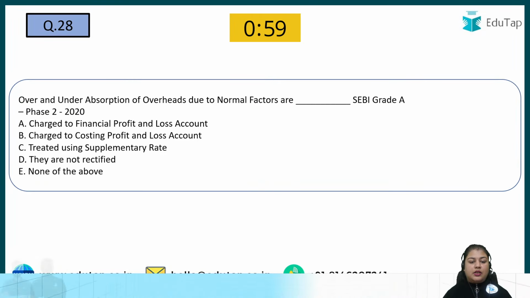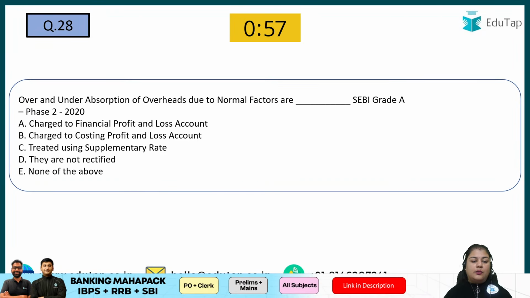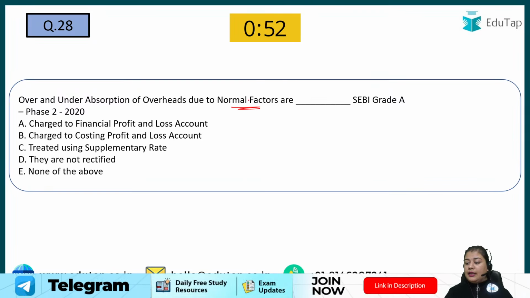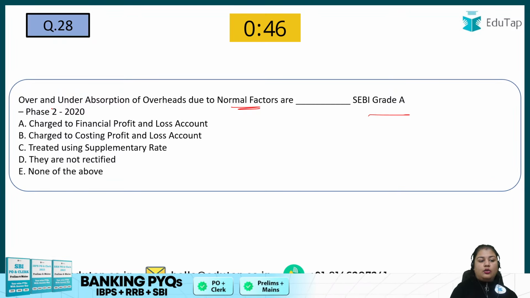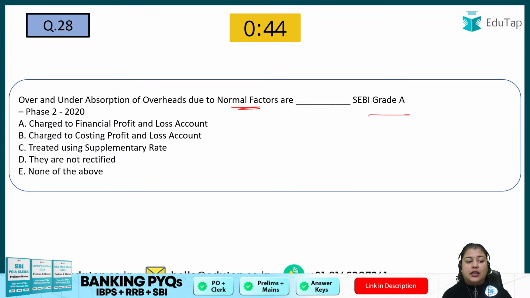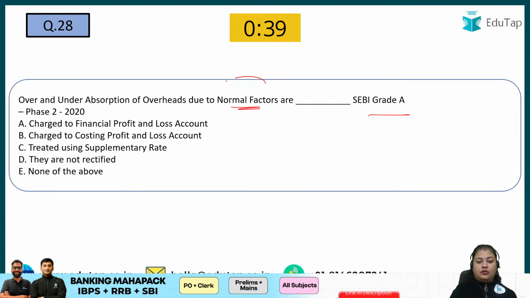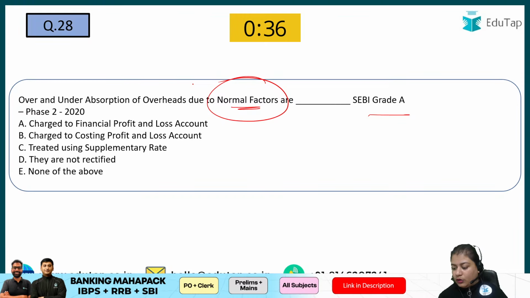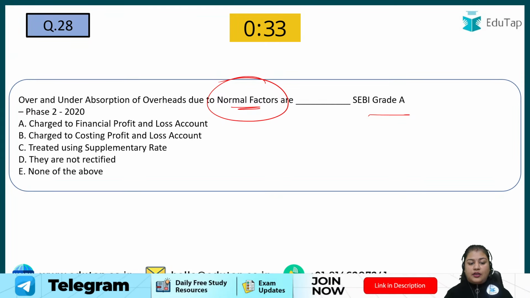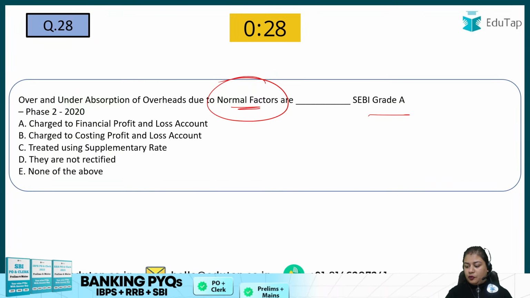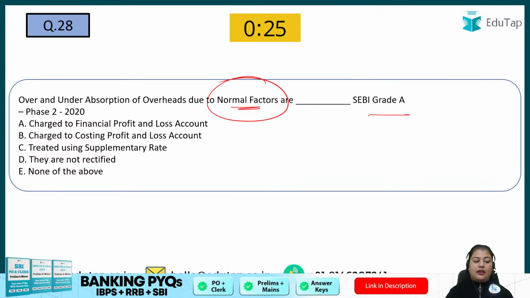Question number 28. Over and under absorption of overheads due to normal factors are, and this was a question asked in SEBI Grade A Phase 2 2020. This question was asked in SEBI Grade A Phase 2 2020, that over and under absorption of overheads due to the normal factors are, what would it be? It will be charged to the financial profit and loss account, charged to costing P&L account, or treated using supplementary rates, or they are not rectified. So yes, everybody has answered it correctly. It would be treated using supplementary rates.